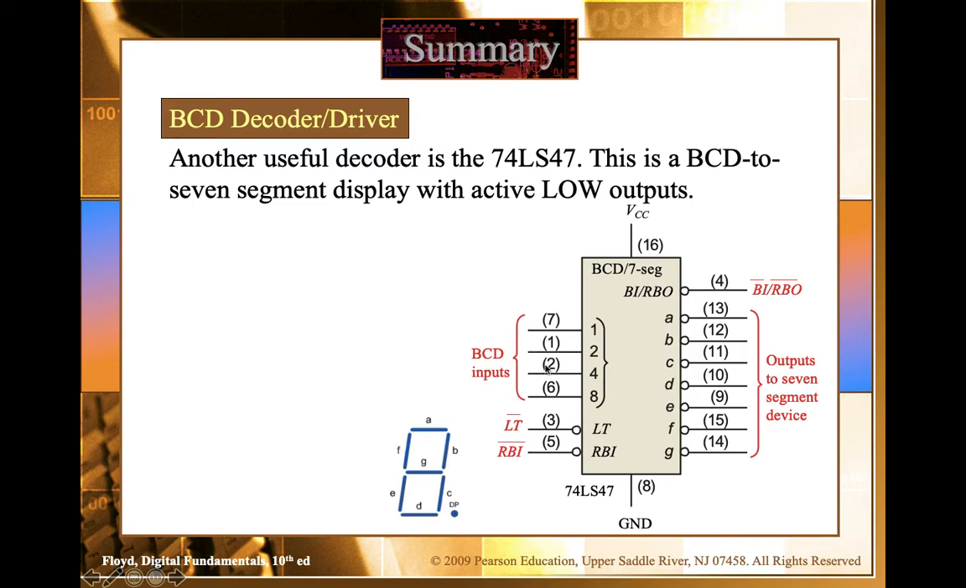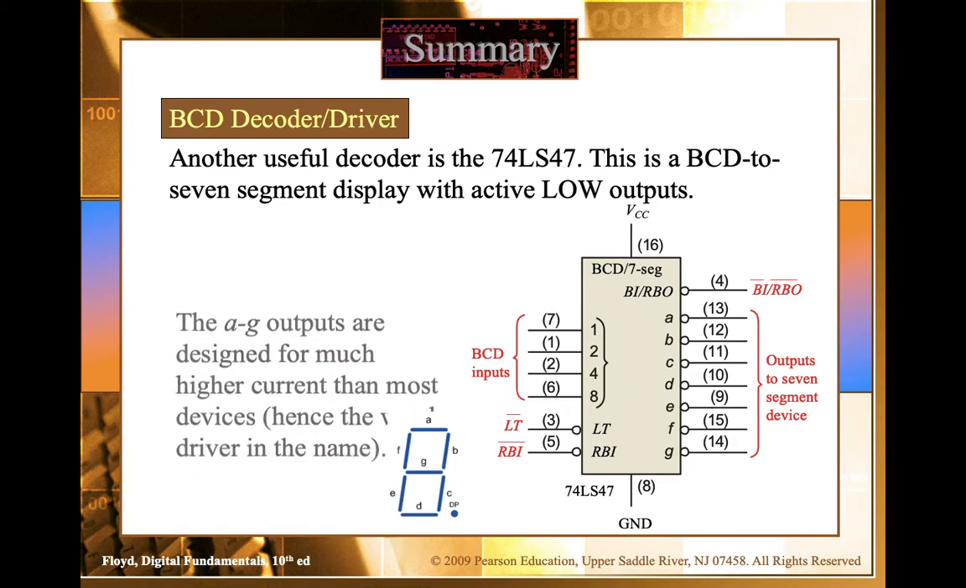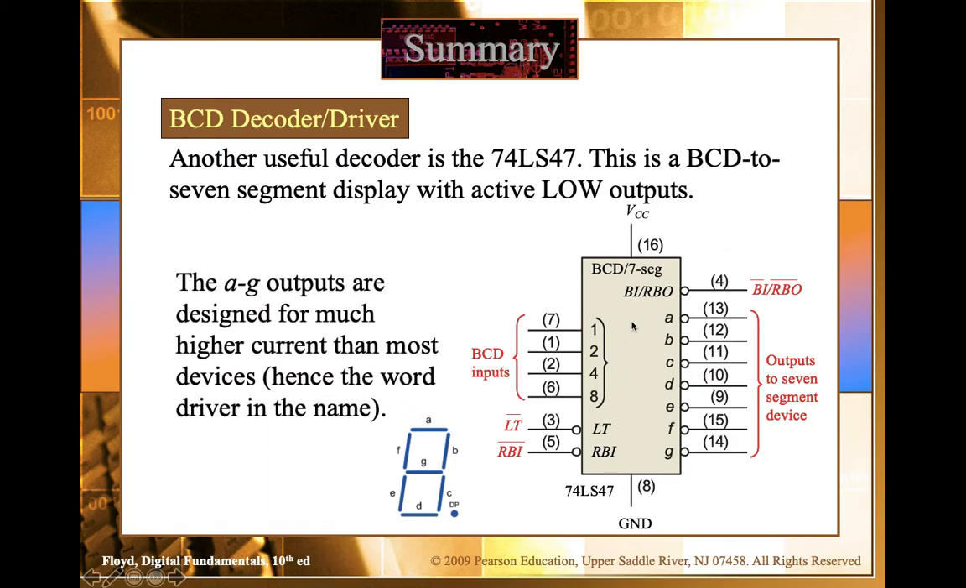So these are the inputs, BCD, binary coded decimal, and these are the outputs that will be connected with the 7 segment display. A to G, as you can see here, these different output pins will light up that particular segment. A to G outputs are designed for much higher current than most devices, hence the word driver. So basically, this IC is also a driver IC to provide a higher current.